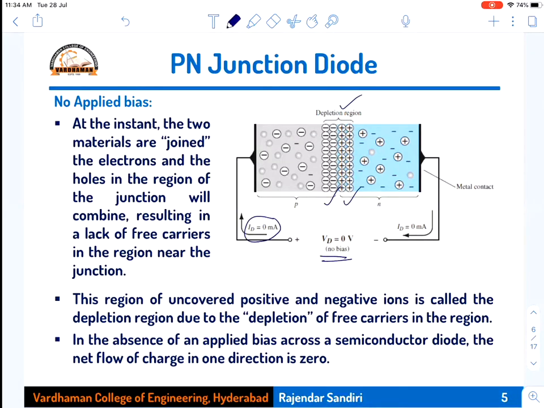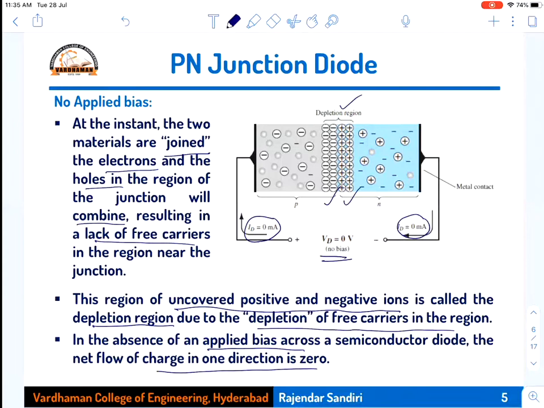Current does not flow because there is a barrier existing, and I am not applying any voltage across it. Therefore, current is zero. At the instant the two materials are joined, the electrons and holes will combine, resulting in a lack of free carriers in the region. This region of uncovered positive and negative ions is called the depletion region due to the depletion of the free carriers in the region. In the absence of applied bias across the semiconductor diode, the net flow of charge, the current in the diode, is zero. So current will not flow because the carriers are not moving across the junction.